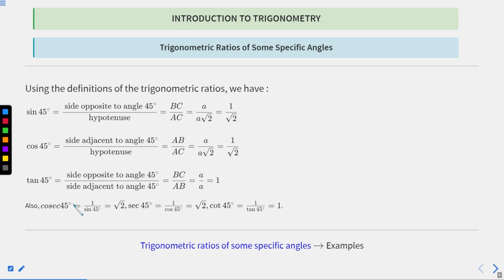Also cosec of 45 degree is the reciprocal of sine 45 degree, so it is 1 by sine 45 degree, which is equal to root 2, since sine 45 degree is equal to 1 by root 2. Sec 45 degree is the reciprocal of cos 45 degree, and cos 45 degree is 1 by root 2, so sec 45 degree is equal to root 2. Cot 45 degree is the reciprocal of tan 45 degree, and tan 45 degree is equal to 1, so cot 45 degree is equal to 1.